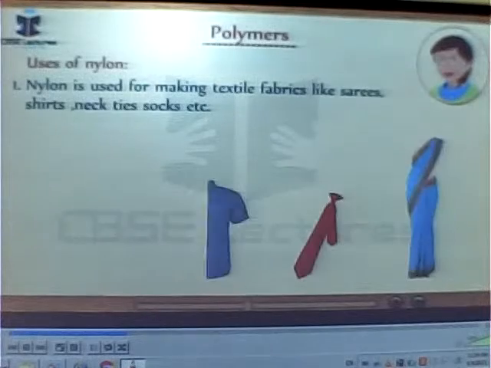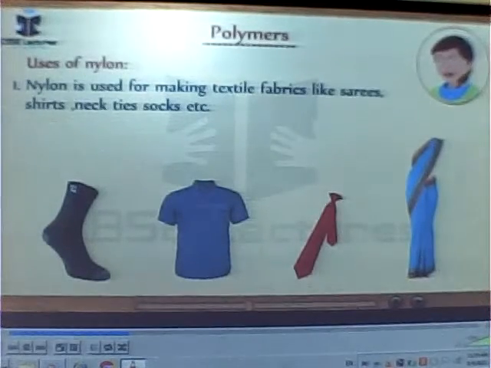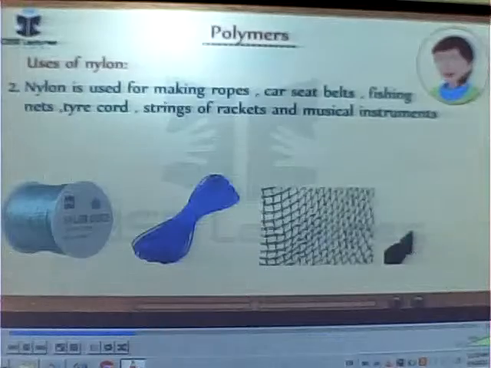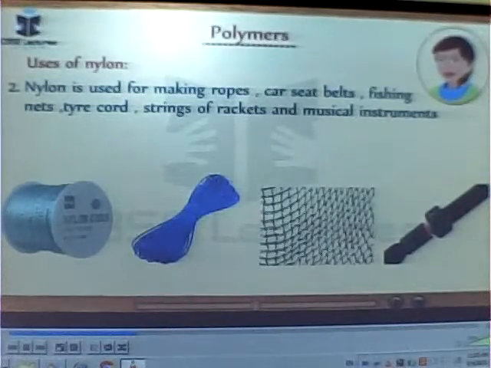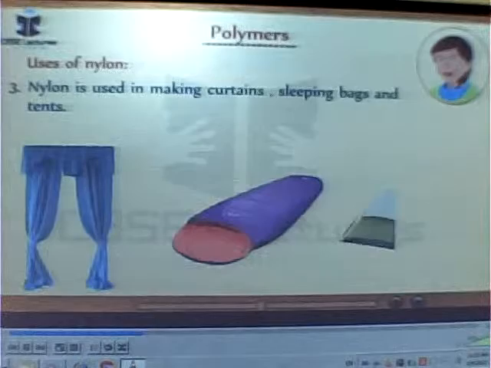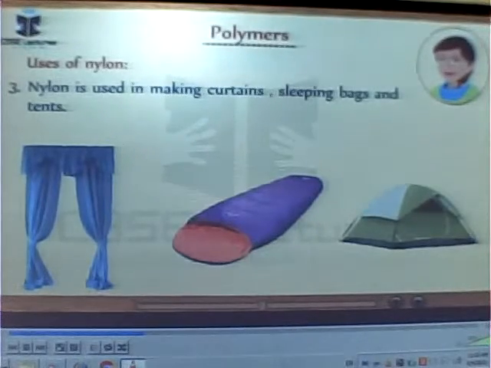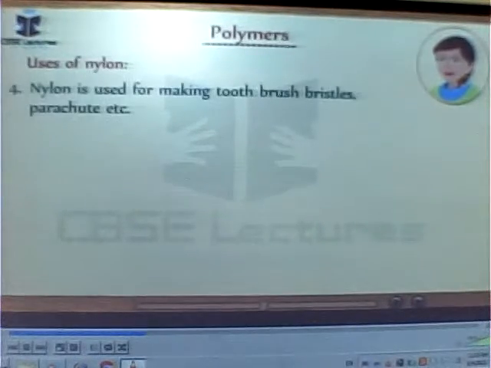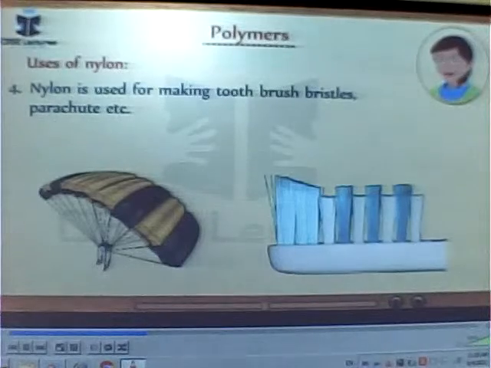Use of nylon. Nylon is used for making textile fabrics like saris, shirts, neckties, socks, etc. Nylon is used for making ropes, car seat belts, fishing nets, tire cord, strings of rackets, and musical instruments. Nylon is used in making curtains, sleeping bags, and tents. Nylon is used for making toothbrush bristles, parachutes, etc.